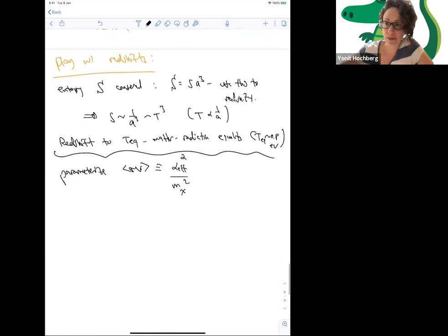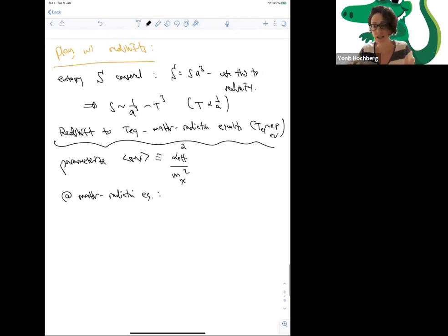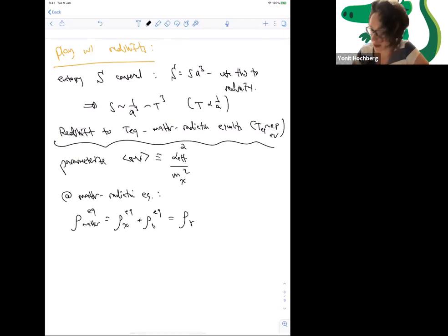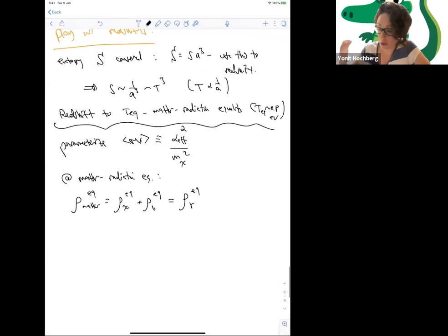And so let's see what happens at matter radiation equality. Here's what happens. Matter radiation equality literally means that the energy density sitting in matter equals that sitting in radiation, right? So the energy density sitting in matter at equality will be the sum of the component that's sitting in the dark matter itself plus whatever's sitting in baryons. And this should equal whatever's sitting in photons. Okay. Now here's where we're going to use the things that we know about dark matter, right? So we know that rho dark matter is roughly 5 times the energy density of baryons. Okay.